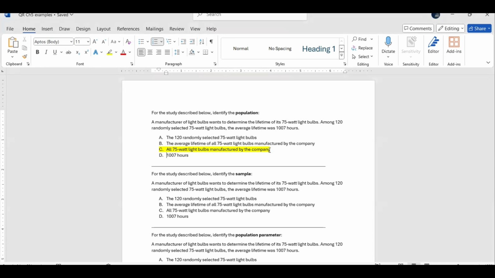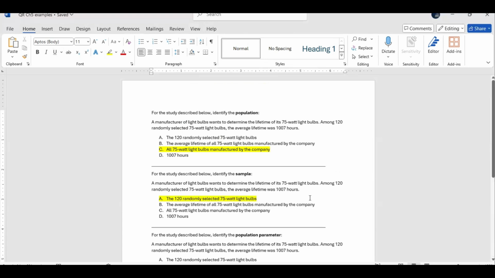So what they're going to do instead is look at a group. In this case, they picked 120 to test out. They can't test out every single one. That could be over 1 million. That just wouldn't work. But they can test out a group, or a sample. So the 120 randomly selected 75-watt light bulbs, that is the sample. It's the subset, the group from the population that they are going to use to gather their data.